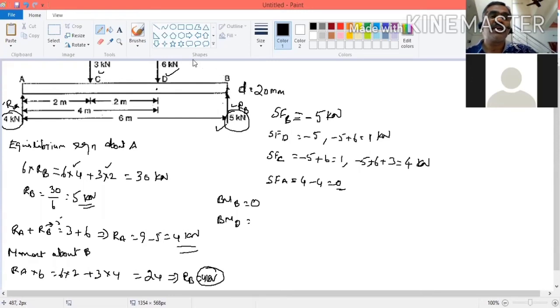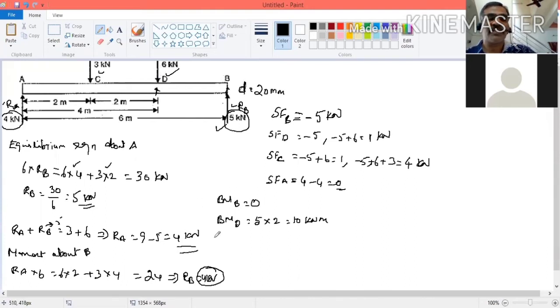We take counterclockwise positive. So 5 kilonewton multiplied by 2 is equal to 10 kilonewton meter. 5 is force, distance is 2. Now we are taking moment about this point. What about 6 kilonewton? Distance is 0, so because of 6 kilonewton, there is no moment.